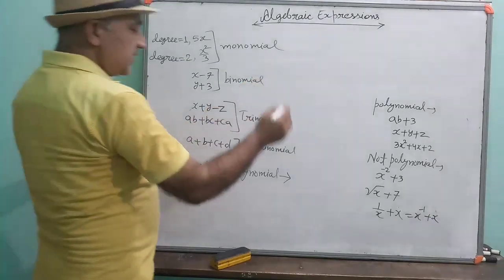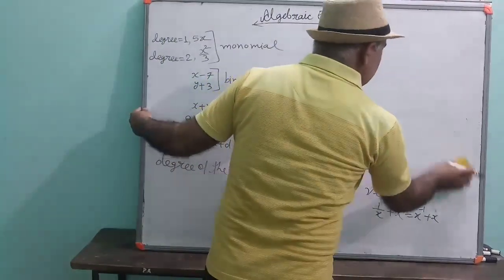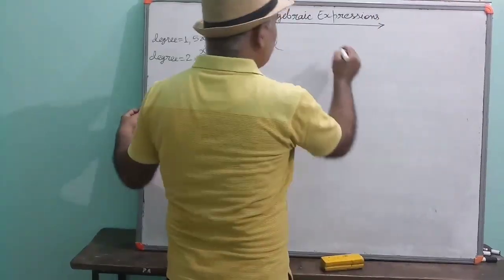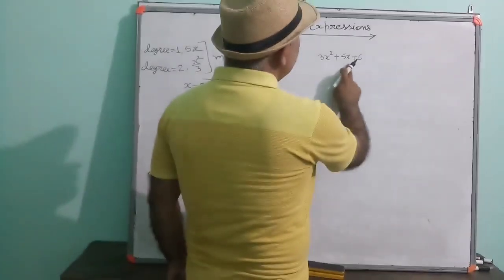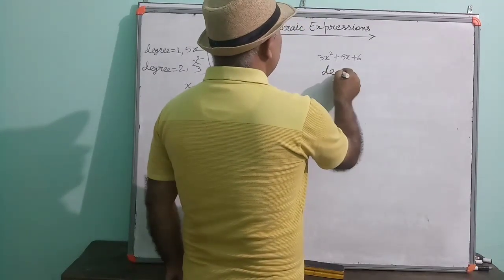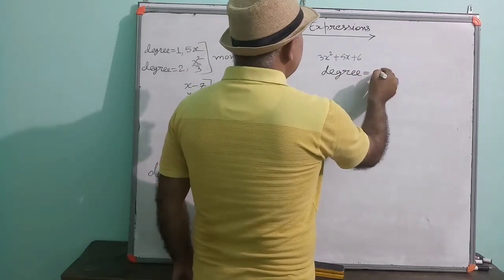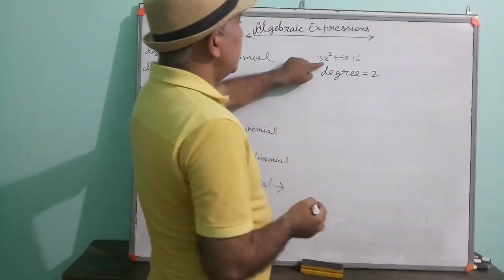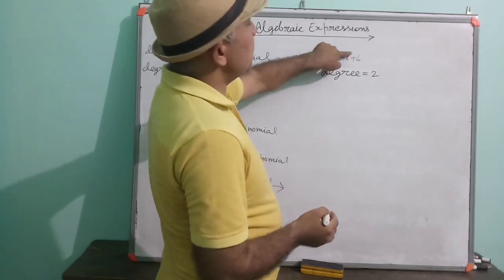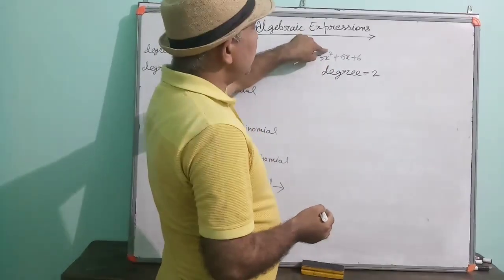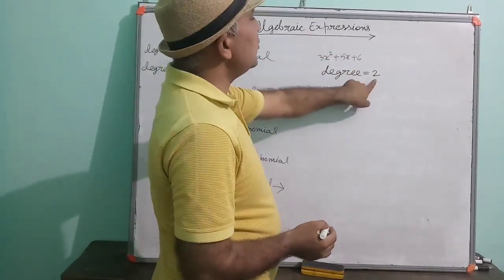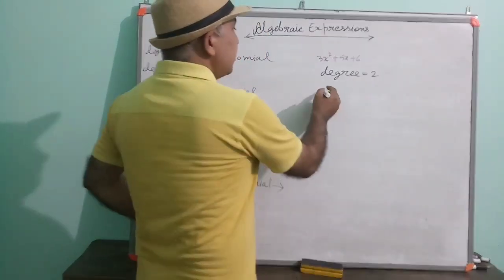Okay. Now see some more examples of the degrees. See, 3x square plus 5x plus 6. Here degree is equal to 2 because x power 2, x power 1. Here maximum power is 2, so degree is 2. Understood? See one more example.